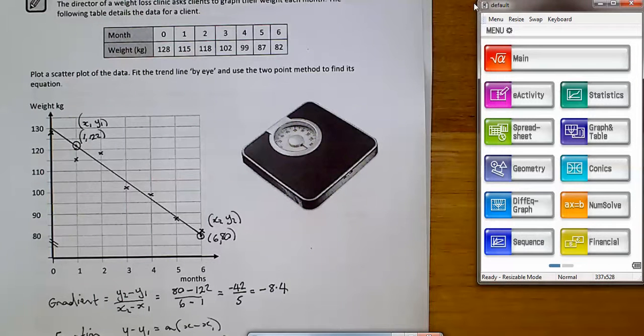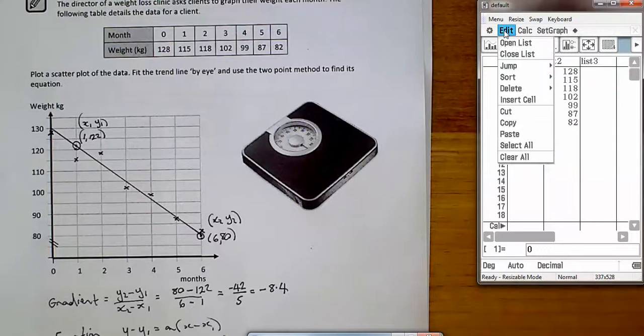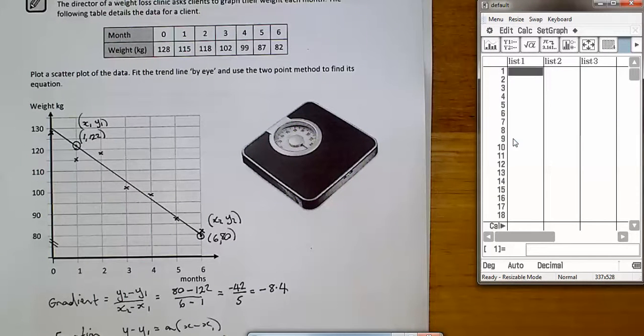This video will also help you if you've got a Casio ClassPad 300, but if you've got any other brand of calculator, you'd be best just to turn the video off and go to your calculator companion and have a look through the notes in there. On the Casio, you'll go into the statistics menu. If you've already got some data in there, you can clear your data by going Edit, Clear All. Are you sure? Yes, okay.